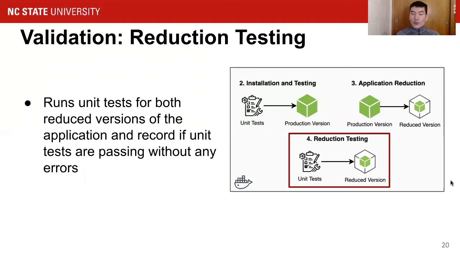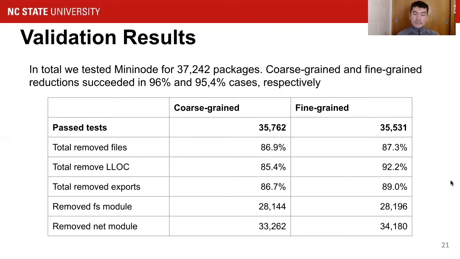And then we validated that the reduced versions actually can pass all the unit tests without any kind of errors. So this theoretically will prove that the unit test was not broken, and our reduced version is so MININODE didn't break any original behavior. So this is the validation results.